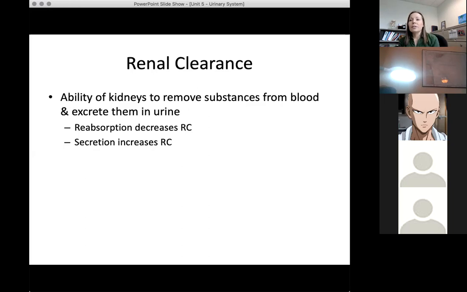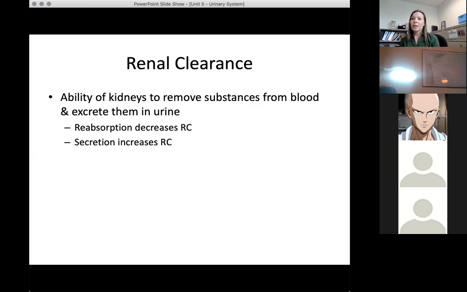If the renal clearance is 0, that means none of this substance is coming out in the urine. And that means one of two things. That means either the substance is completely reabsorbed. So 100% of the substance that got initially filtered out of the blood was reabsorbed by the blood. So there's none left in the filtrate, and therefore none coming out in urine.